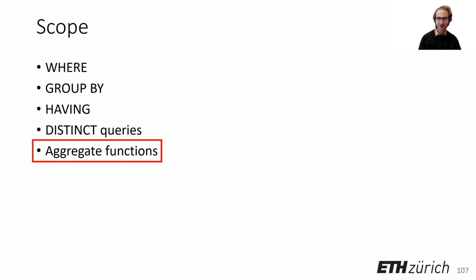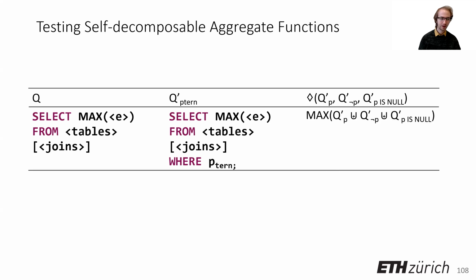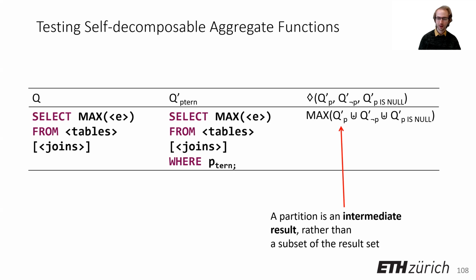But initially, I promised that we wanted to tackle that the existing approaches only allowed us to test where clauses. So this approach can test a wider variety of features, and I want to give you one example, namely aggregate functions. You can see here again the format of the original query and the partitioning query, which looks quite similar to the ones before. More interestingly here is the composition operator.